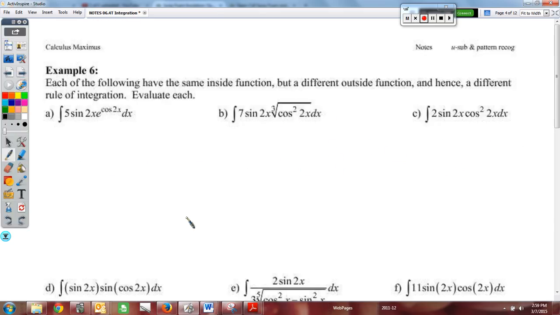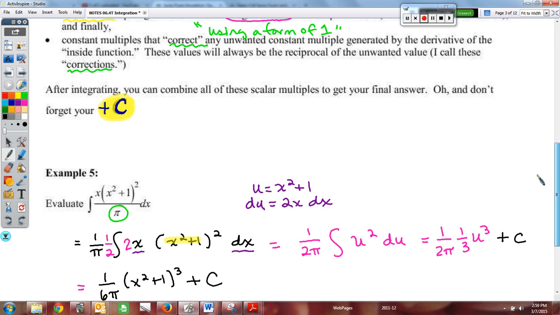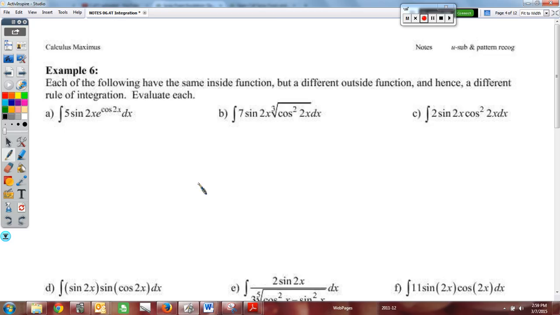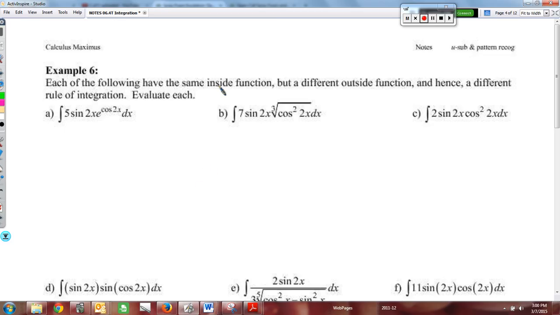All right, so let's look at example 6, and let me just make sure, was that the last one on this page? Yep, so now let's go over here to example 6. So now notice that each of these have the same inside function, but they have a different outside function, and since a different rule of integration.